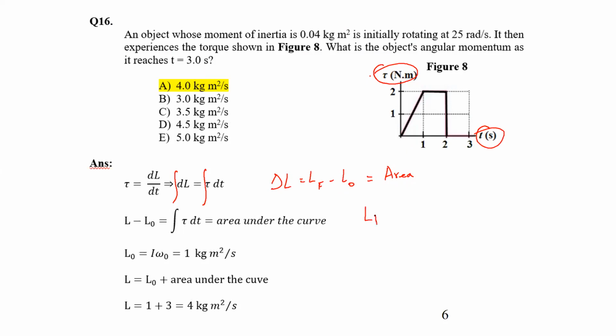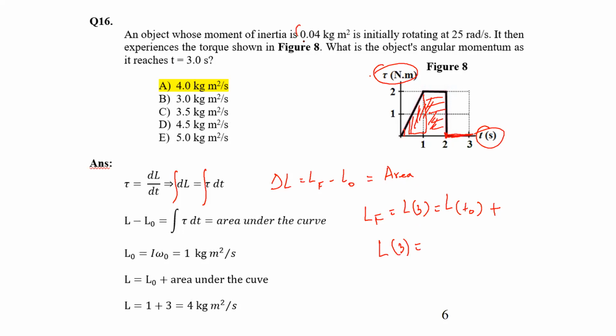So that means my L final, the angular momentum at t equals 3 seconds, is the angular momentum at t equals 0 seconds, plus the area under the curve, and the area is between 0 and 3. So you have the area of this triangle, the area of this rectangle, and of course here the area is 0. So technically I can stop the integration at 2.